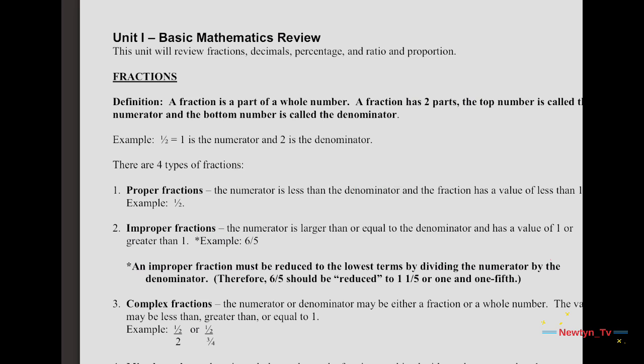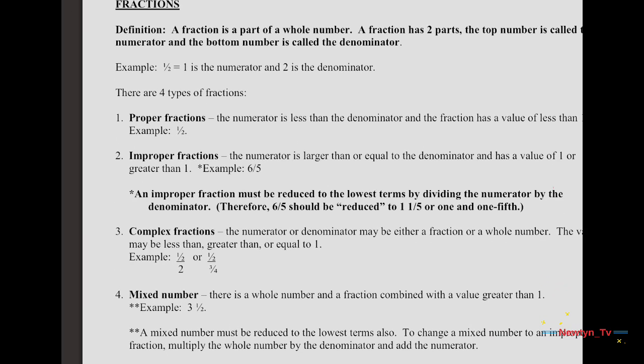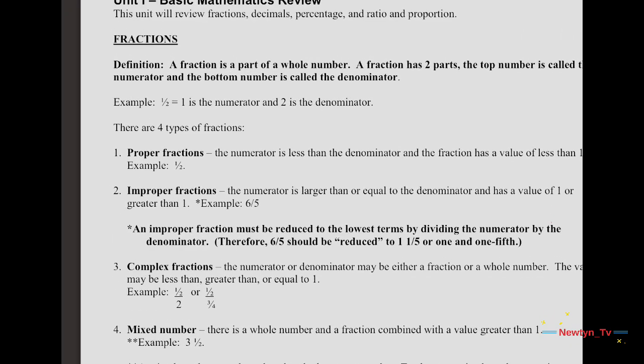So let's start with fraction. We know that fraction is a part of a whole. A fraction has two parts. We have the top number called the numerator and the bottom number called the denominator, right? There are different types of fractions. We have the proper fraction, and we also have improper fraction. We have complex fraction, and we have mixed fraction. I want to take you through each of these fractions one by one.